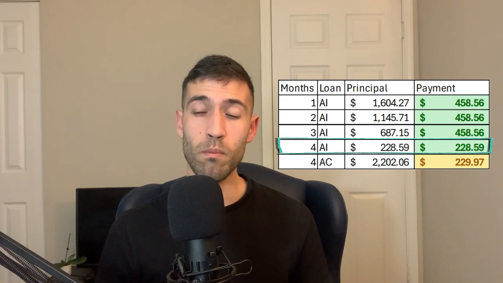By the time the fourth payment comes, we keep doing minimum payments, but now the $458 that we use for extra, we will put it first towards the loan AI, and we will pay it in full, which will be $200.28. And now we will go towards the second smallest loan. In my case, it is the loan with the name of AC. And we'll put whatever is the remaining. In my case, my remaining will be $229.